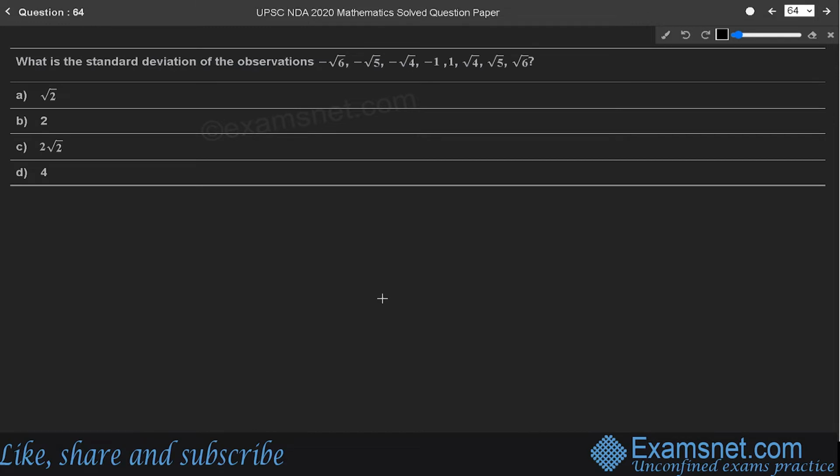Next question is a very interesting question. What is the standard deviation of the observations minus under root 6, minus under root 5, minus under root 4, minus 1, 1, under root 4, under root 5 and under root 6? We have to find the standard deviation. Can you tell me what is the formula for standard deviation?